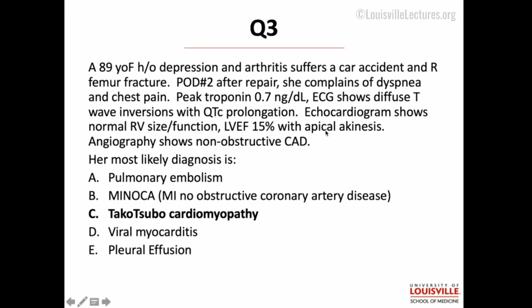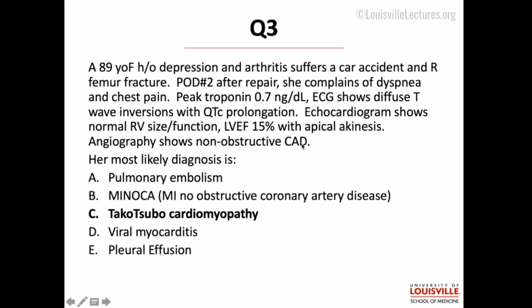The echocardiogram has magic words in here. There's a low EF, yes, but apical akinesis. That's the magic word to give you the diagnosis. And then they've already been kind to you and given you what the angiogram shows, which is non-obstructive coronary artery disease.